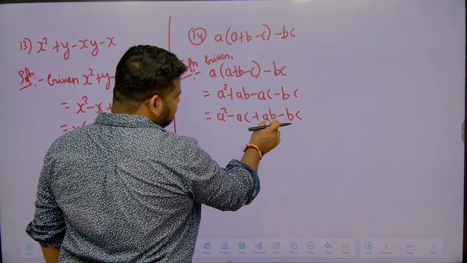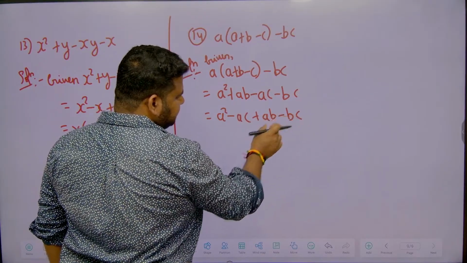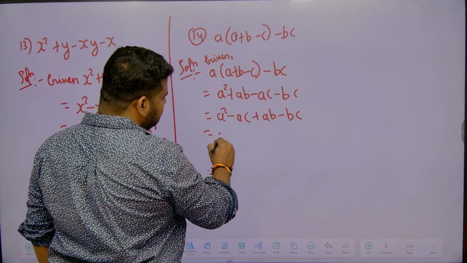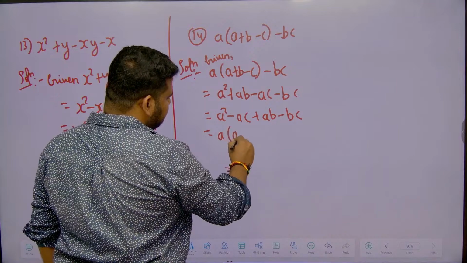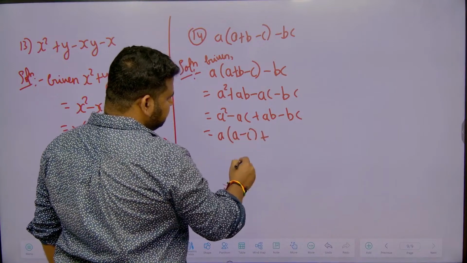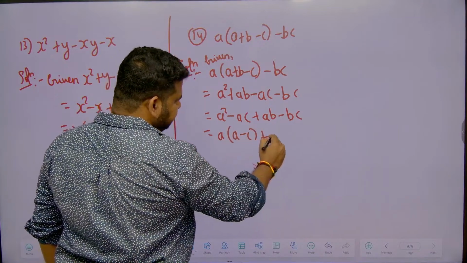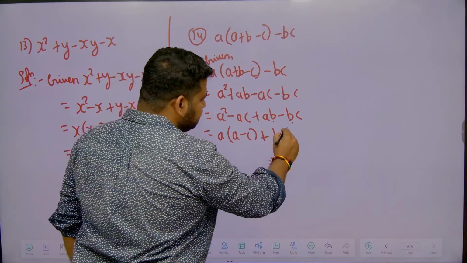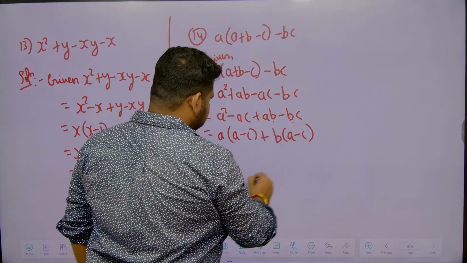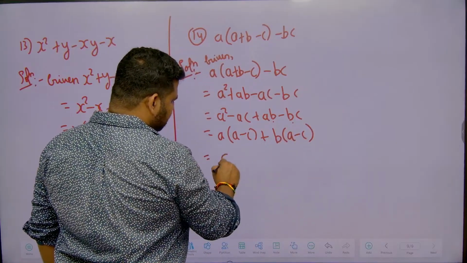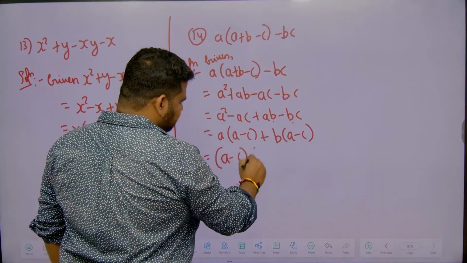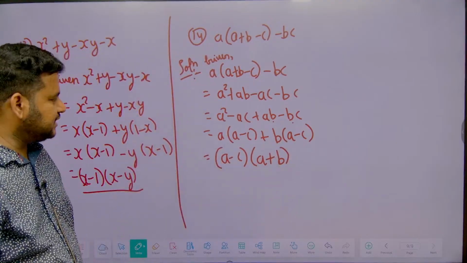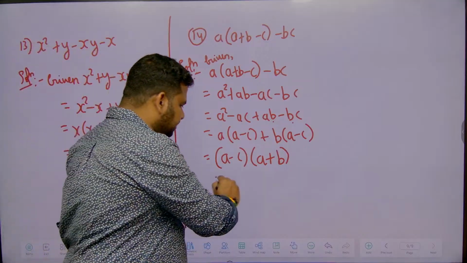Why am I writing like this? Because here ab is there, here b is there, so both have b. Now, I can take a common. This will become a into (a minus c), plus here I can take b outside, because b is there in both. So this will become b into (a minus c). Further, what can I do? I can take a minus c common: (a minus c) into (a plus b). That's all. This will be the final answer.